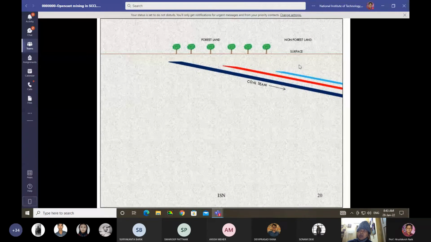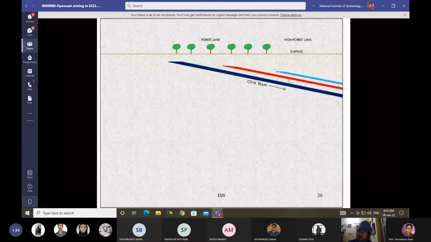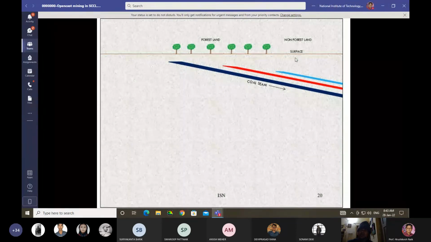This topsoil is to be removed. These trees are to be cut. So deforestation is to be carried out to mine the coal seam. And on the right side, non-forest land, maybe some villages may be there, some people may be living on this surface, some people may be doing cultivation on this surface. So they also have to be evacuated to get the minerals. So this is the first phase you have to carry out.